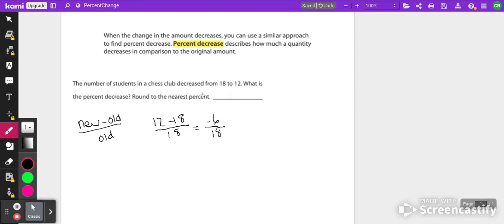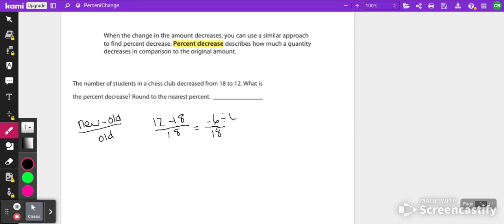Now, if you switched it around and did the biggest number minus the smallest, that would be 18 minus 12, which gives you 6. So you could do that and not worry about the negative. The negative here is just telling you that it's decreasing, but you're not going to use it in your answer or anything like that. So if you like to do just the bigger number minus the smaller number over the old, that's fine. That works. All right, so here I've got negative 6 over 18.